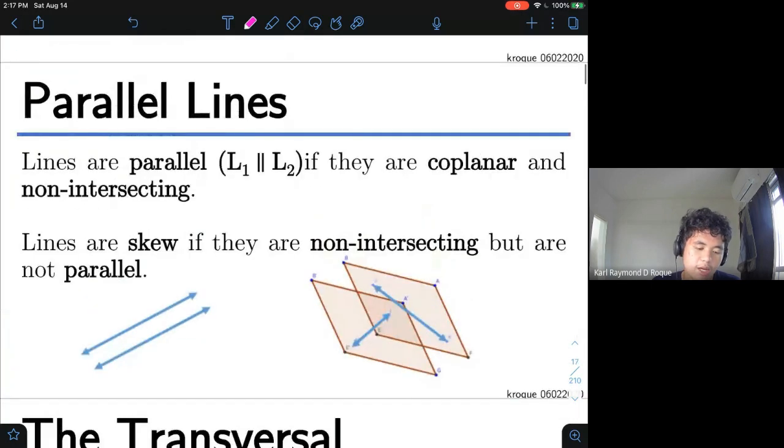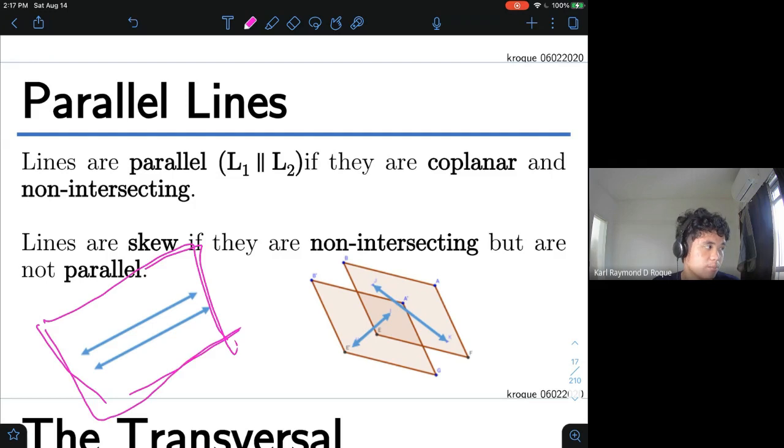Next, parallel lines. Lines are parallel if they are coplanar and non-intersecting. No? Ayan. So, nasa same plane sila. Parallel sila. Tapos di sila nag-intersect. Parallel lines sila. Lines are skew if they are non-intersecting but are not parallel. Ito, kita nyo to? Nasa magkaibang plane sila pero di sila nag-intersect. Yun ang skew lines.